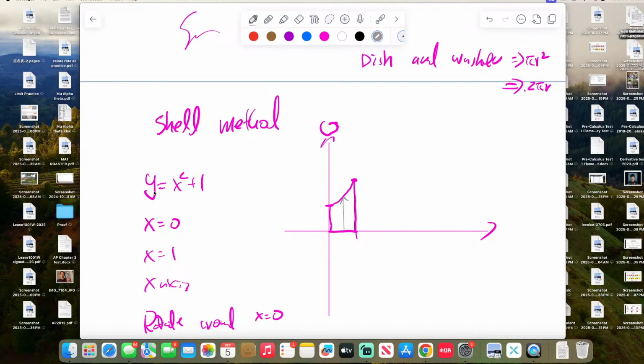Imagine this is a gray line, right? But rotating around the y-axis, it's a shell of a cylinder. It's a hollow cylinder. Look, if I rotate this around here, it's going to be a hollow cylinder.